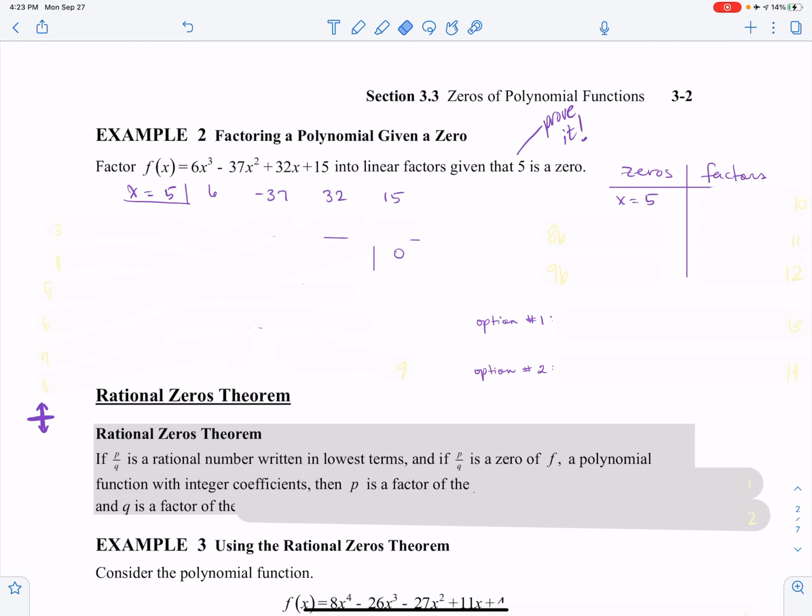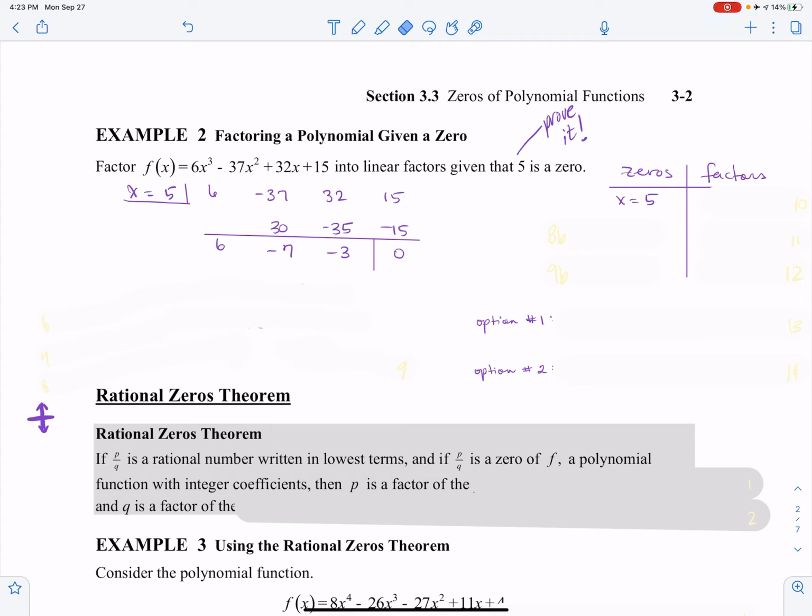Remember, whatever goes in the box is the number that x equals. So pull down your 6, multiply the box, you get 30. Add, you get negative 7, multiply the box, you get negative 35. Add, you get negative 3, multiply the box, you get negative 15, add, and you get 0.